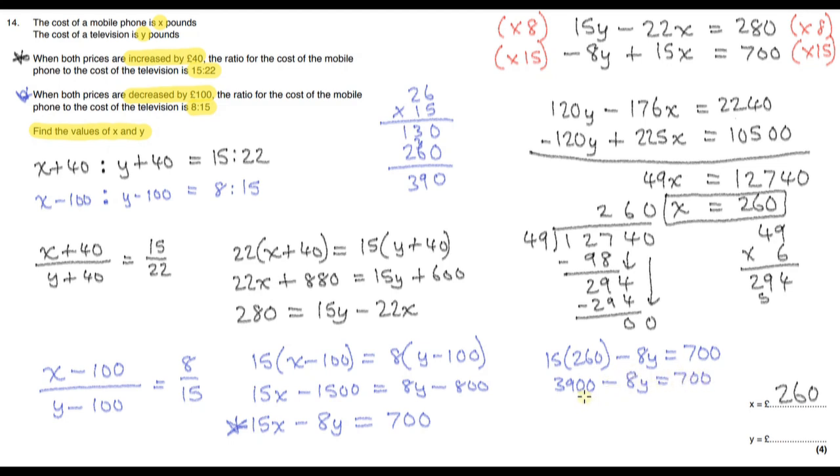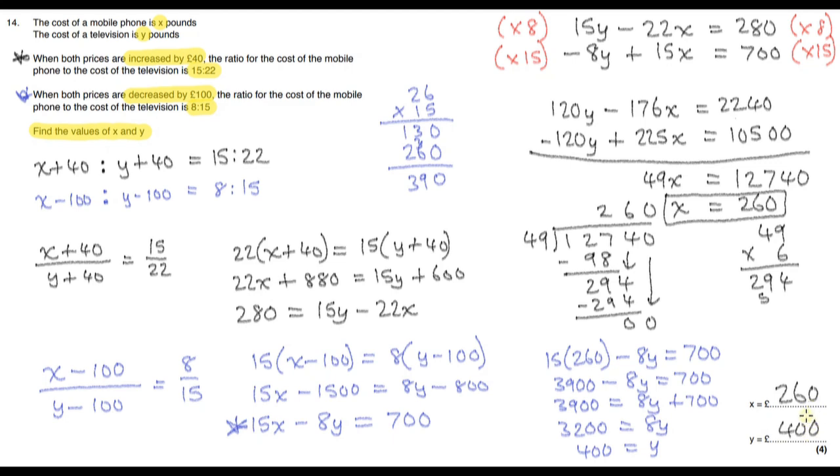Let's add 8y to both sides. So 3,900 is equal to 8y plus 700. Now subtract 700 from both sides. We get 3,200 is equal to 8y. And I think I'm on the right track after all of that, because this does look like it's going to divide quite nicely. So if we divide both sides by 8, we get 400 is equal to y. So this has been a lot of effort for 4 marks, but y, it looks like, is equal to £400.